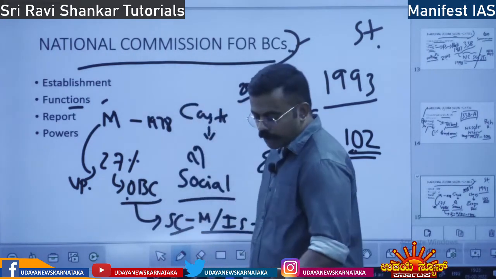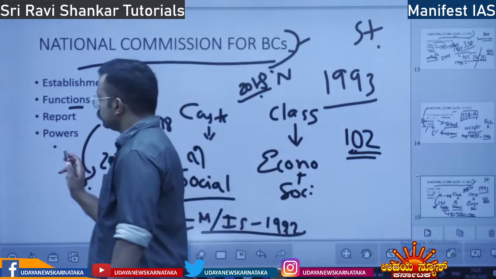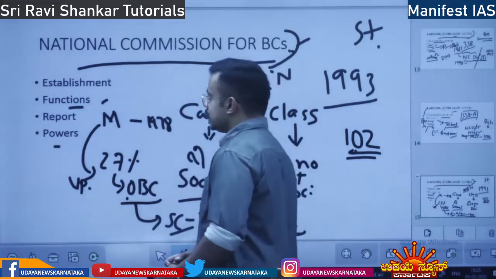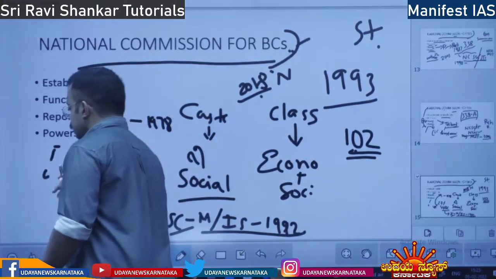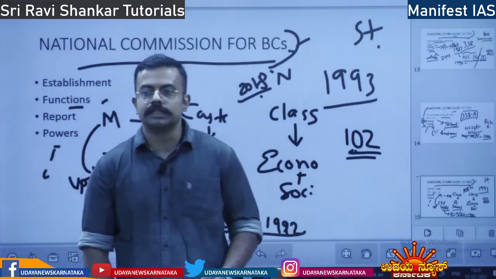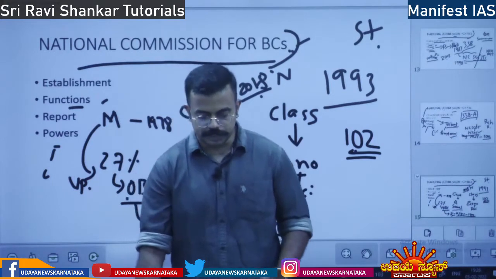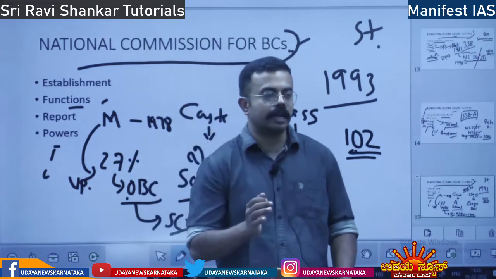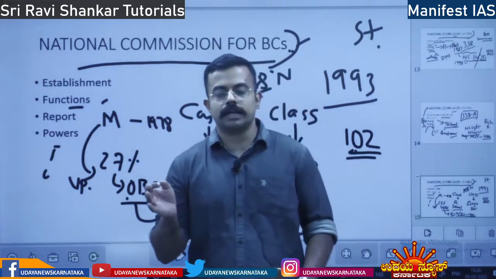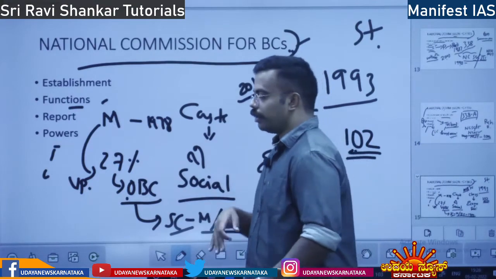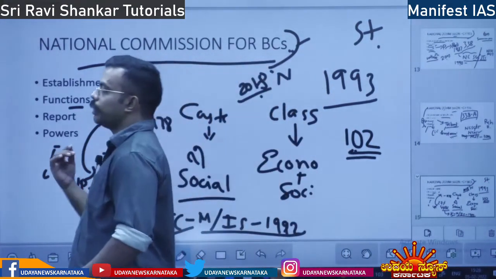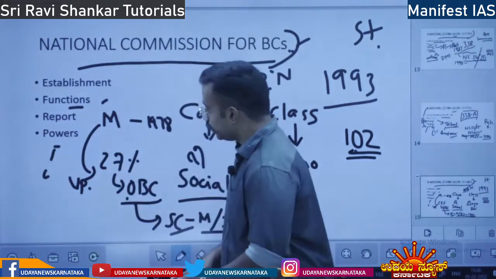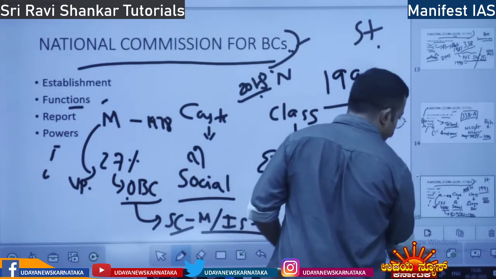Okay, next is the powers of the commission. What are the powers? The powers are similar to NCSC and NCST. It acts like a civil court. It can summon any person in front of it, and it can receive evidence. It can ask for evidence, and also it can ask for public records from public officers, and it can issue summons to any person to come and appear before it. These are certain powers of the National Commission for Backward Classes.